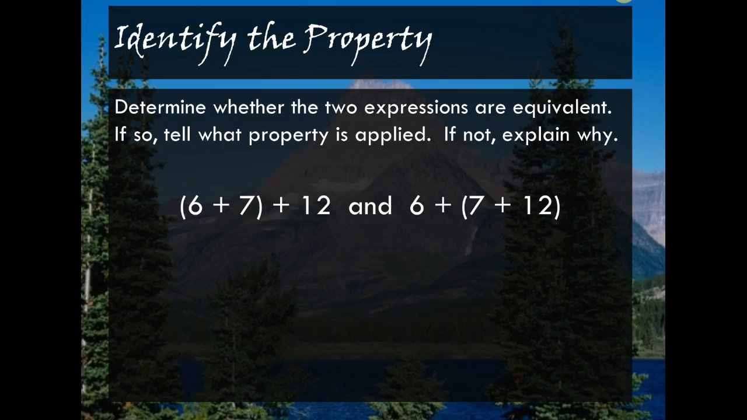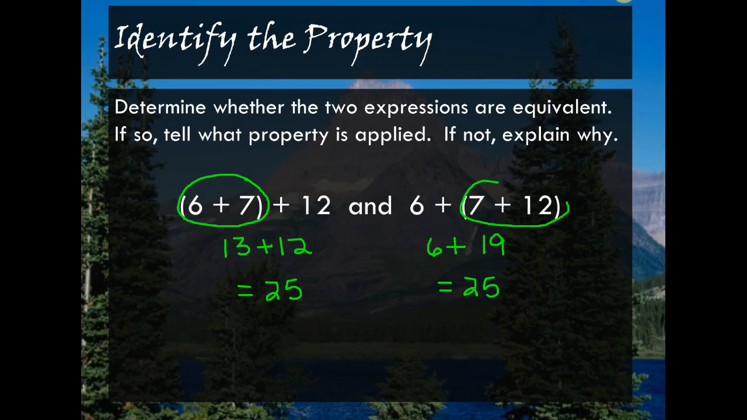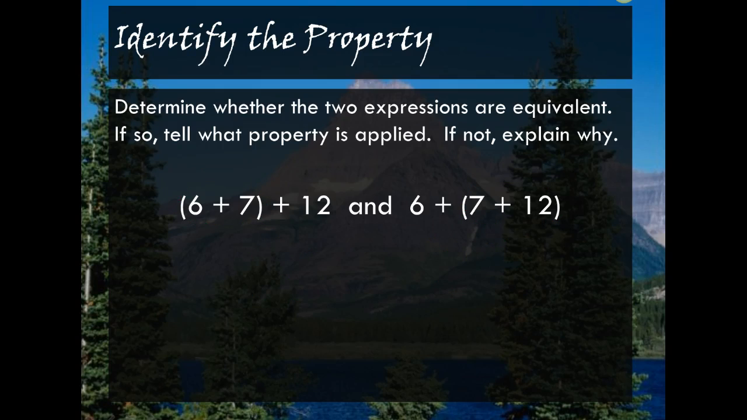If we have 6 plus 7, that equals 13. 13 plus 12 is 25. In the next expression, we have to do the parentheses first. 7 plus 12 is 19. 6 plus 19 also equals 25. Therefore, these two expressions are equivalent. Since it is the grouping that changes, the content of the parentheses changed from 6 plus 7 to 7 plus 12, this is an example of the associative property.